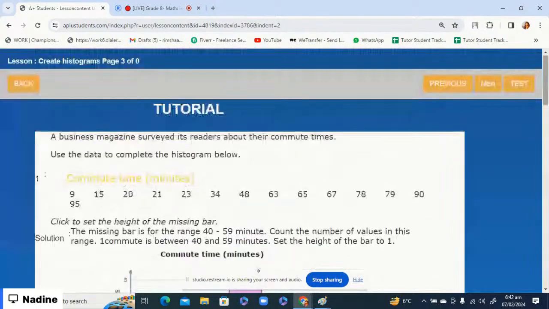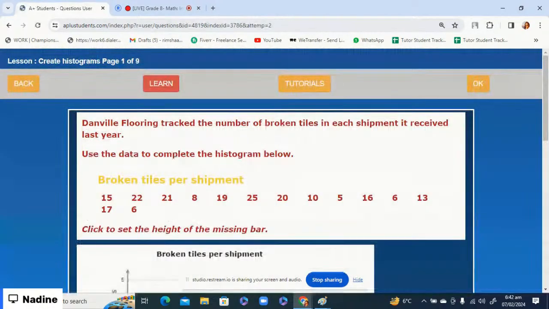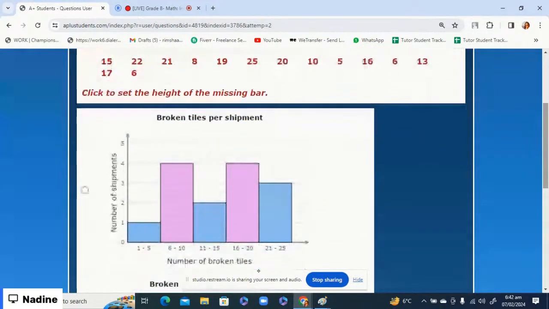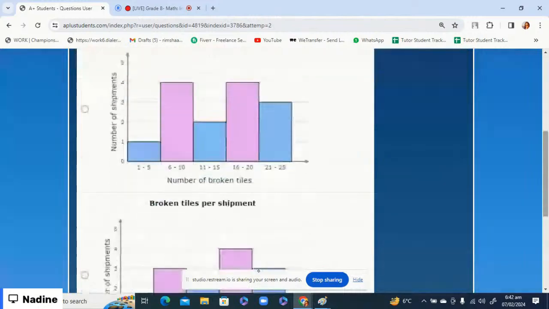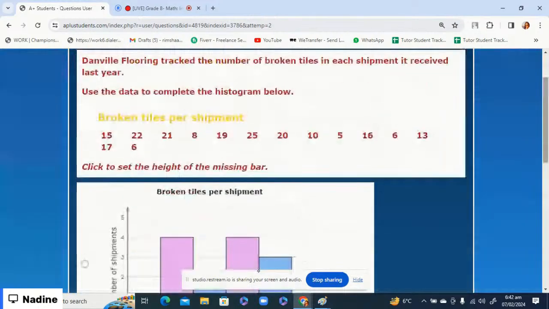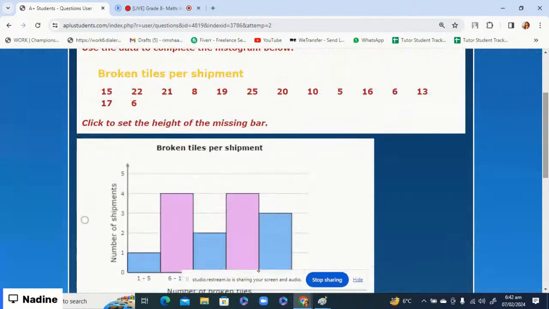Okay, let's do some test questions for that. Now the data is given. Willie Flooring tracked the number of broken tiles in each shipment it received last year. Use the data to complete the histogram below. There is a histogram. We just complete it and then check which one is right. Okay, 15, 20, 21, 8, 19. The data is given.